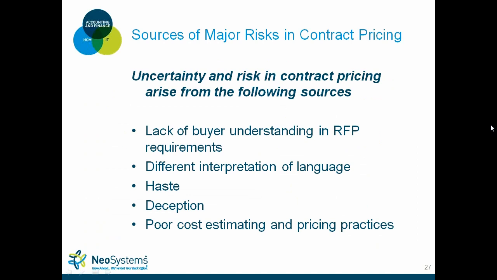So major risks in contract pricing. This is where a lot of contractors get in trouble. Even though you might have a great technical approach to the RFP, if your pricing is shabby and has a lack of buyer understanding of the RFP requirements, or if you're trying to piece together pricing within a week to 2 weeks, these are all major risks for you as a contractor to not be awarded the RFP.